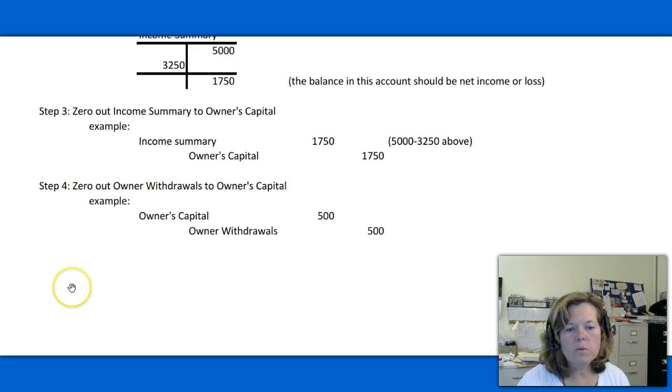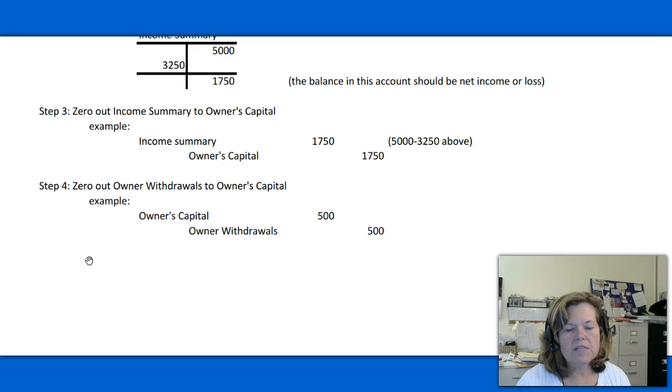Okay. Another thing we do in the closing process at the end, after we've done all these closing entries and we've posted them to our general ledger, it's a good idea to prepare a post-closing trial balance. And you'll see that in your book and in the Connect materials. What a post-closing trial balance does, it lists all the permanent accounts. So it's going to list all the assets, liabilities, and owner's capital. And we pull the balances that are in those accounts at that time.